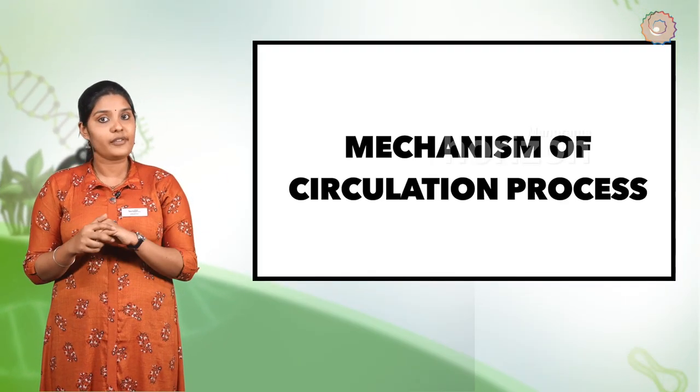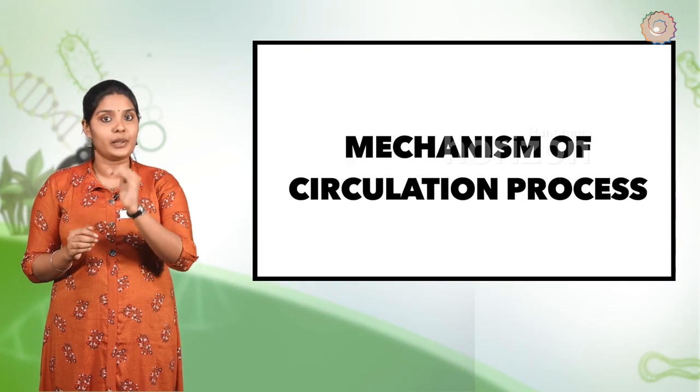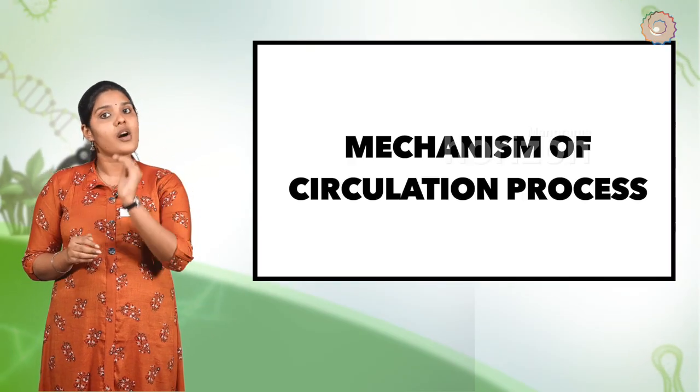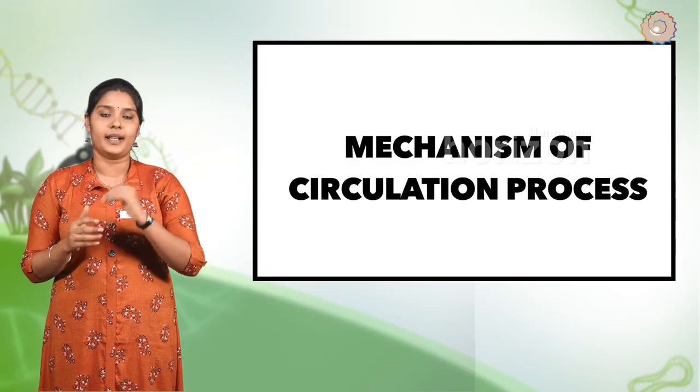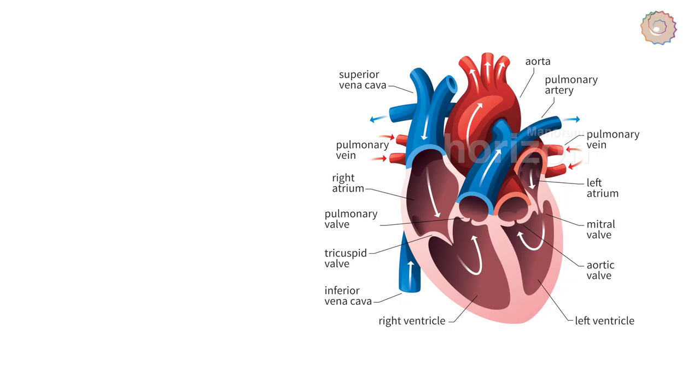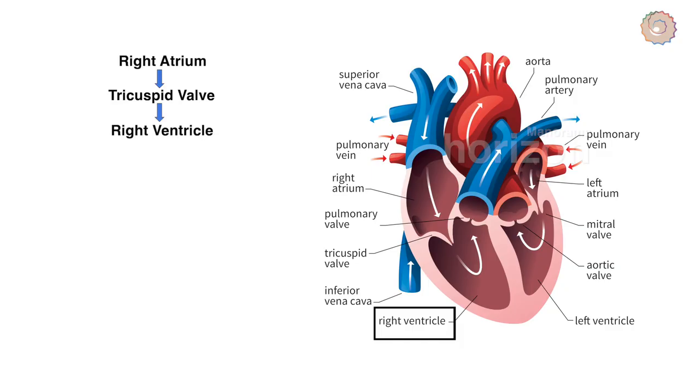In lungs, alveoli are richly supplied with blood vessels. Here the oxygen moves from the lungs to blood. At first, atrial contraction takes place. The deoxygenated blood first enters the right atrium. The blood then flows through the tricuspid valve into the right ventricle.